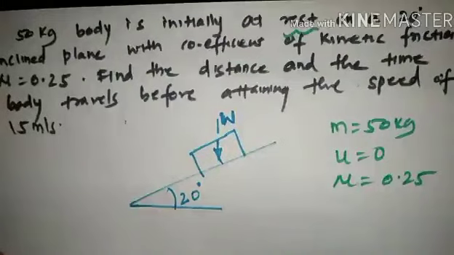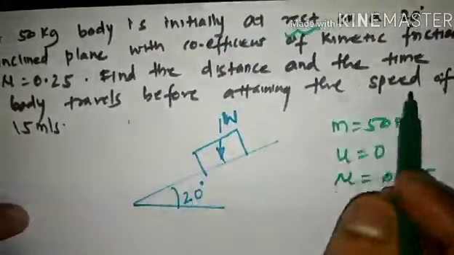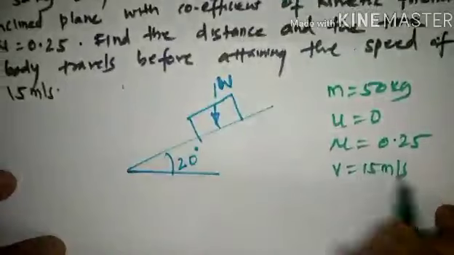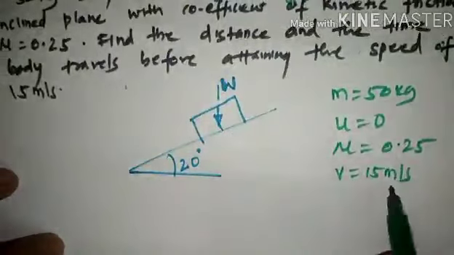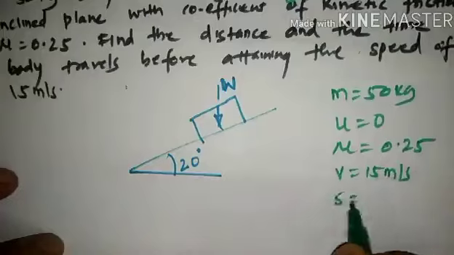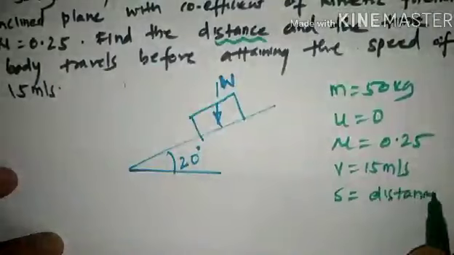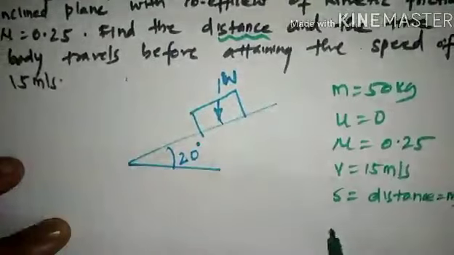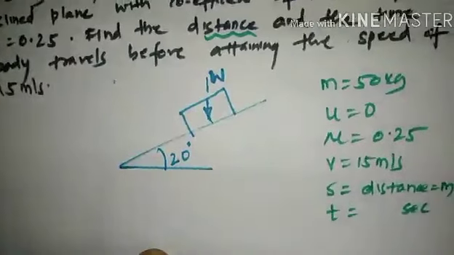Now what we need to do is find out the distance and the time the body travels before attaining a final speed of 15 meter per second. That means the final velocity is 15 meter per second. So when this particular block attains a final velocity of 15 meter per second, I need to find out how much is the distance traveled. That is, s means the distance traveled, which will be in terms of meters. And at the same time we need to find out the time, that is t is equal to, and that particular t we are going to calculate will be in terms of seconds. So these are the two unknown parameters that we are supposed to find out.